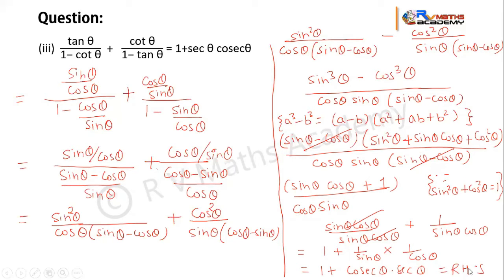So you should know the identities, algebraic identities, because we have used the algebraic identity a cube minus b cube is equal to (a minus b)(a square plus ab plus b square). You should know all the trigonometric identities. So if you know all the identities very well, then I don't think that you will face any problem.